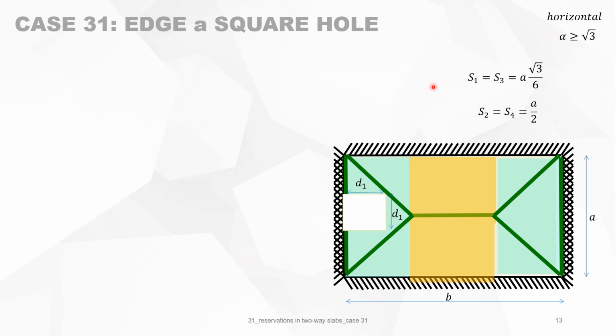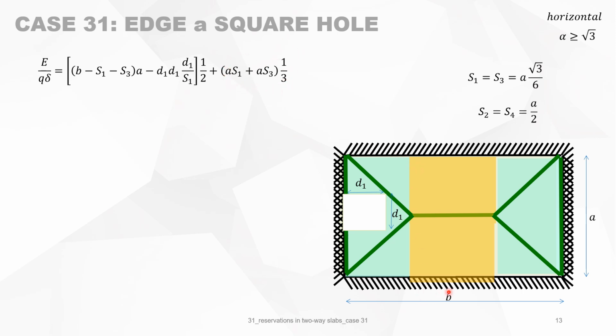Now we can calculate the work done by the external forces. It is, of course, the formation of the triangles, which is A times S1 plus A times S3, and the mean deflection is delta over 3.